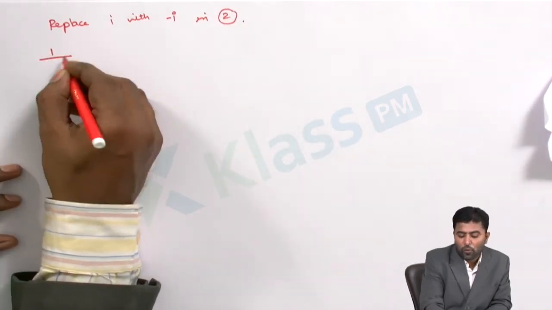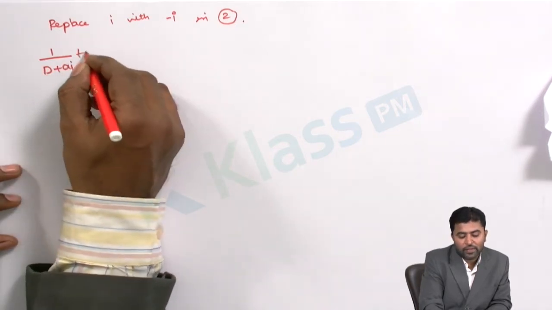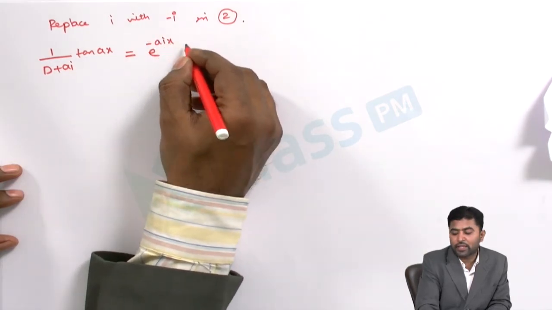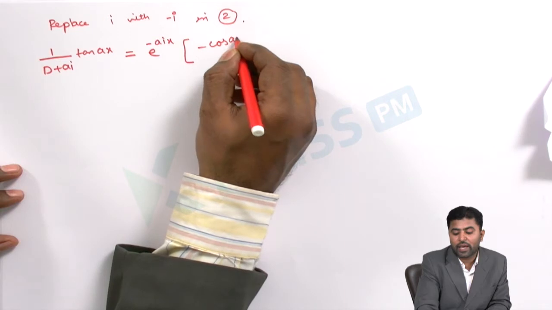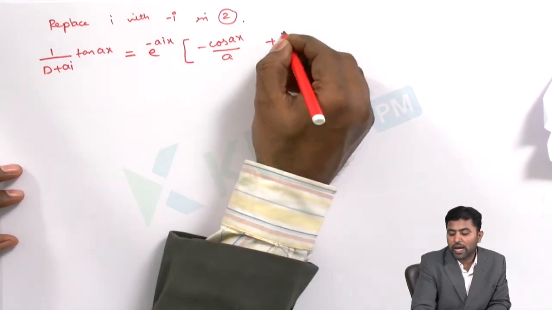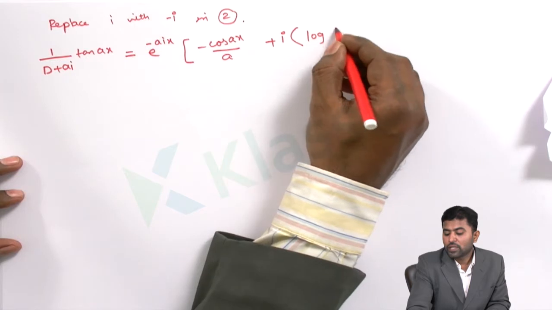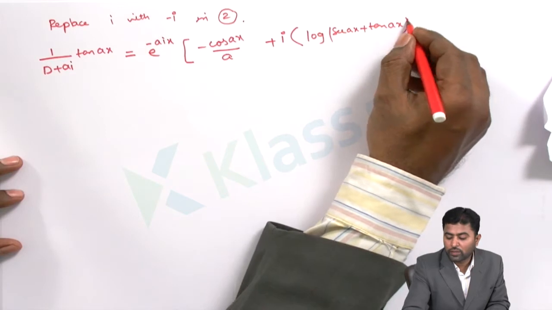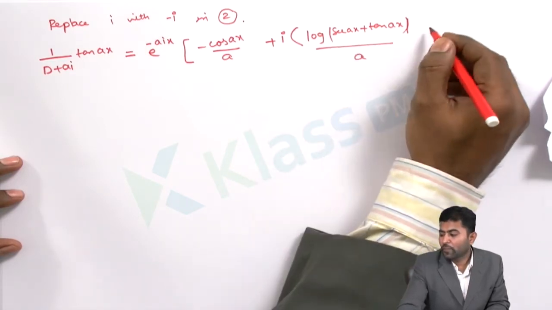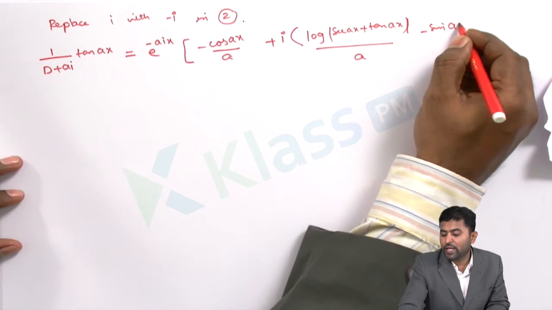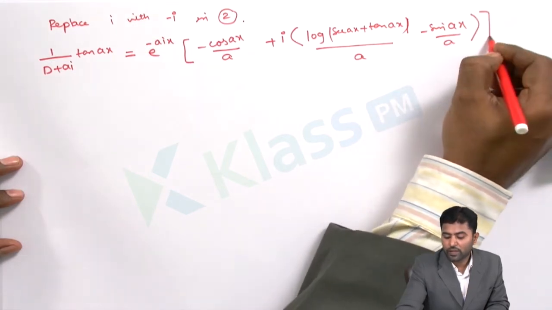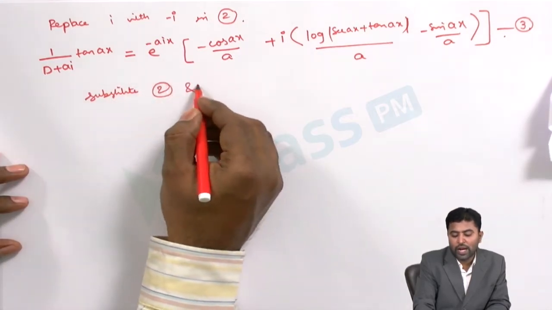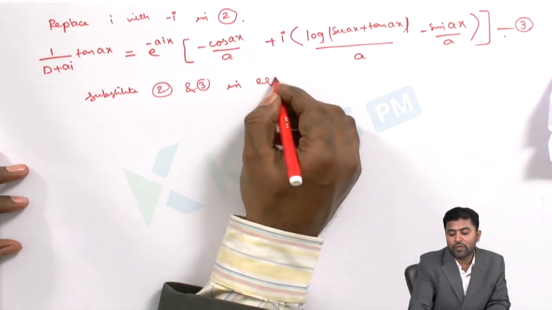So we get that as 1 by d plus ai tan ax is equal to e power minus iax into minus cos ax by a plus i log mod secant ax plus tan ax, whole divided by a, minus sin ax by a. Call this as 3. Substitute 2 and 3 in equation 1.